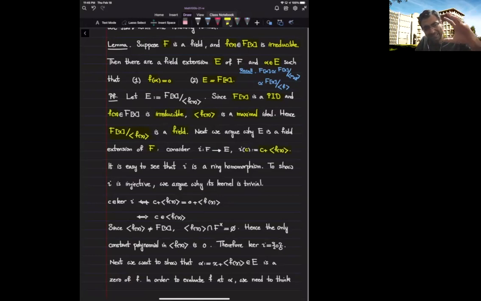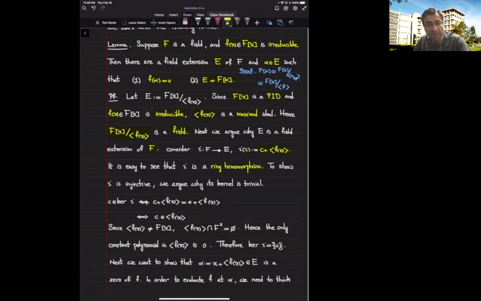And then we are sending the ring of polynomials into the quotient ring. So the I that we are given here is in fact a composite of two ring homomorphisms. In particular, this I itself is a ring homomorphism. Now, the next thing that we observe is that, for instance, the identity of F is mapped to the identity of E. So this is not the zero map.